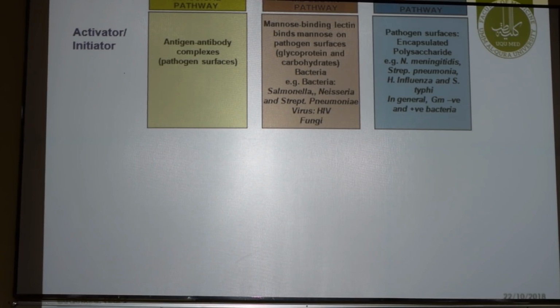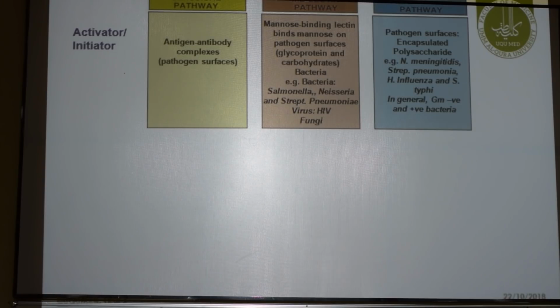If you look at these boxes, the classical pathway is initiated by antigen-antibody complex. I told you earlier in my lecture that there are 5 immunoglobulins in the body: GAMED, IgG, IgA, IgM, IgD, and IgE. The classical pathway is only initiated or activated by IgG and IgM. Whenever IgG or IgM is produced, it will bind to a bacteria, and it will result in activation of the classical pathway.